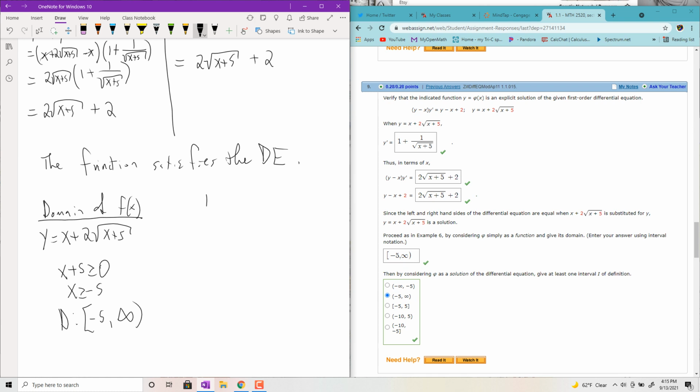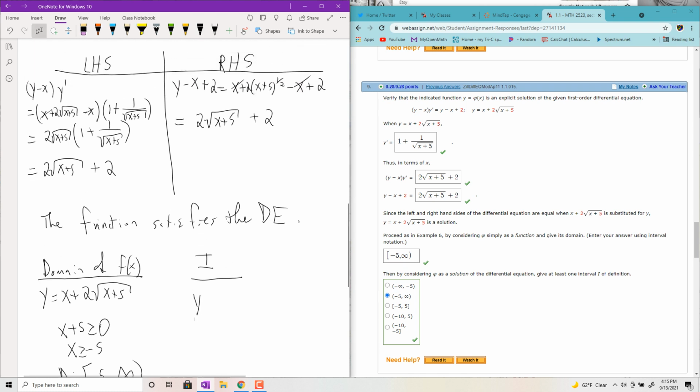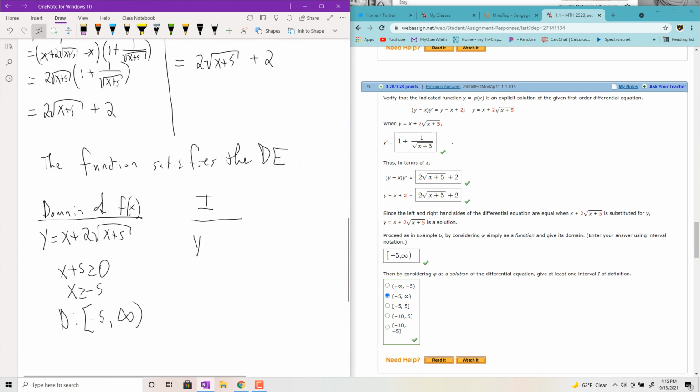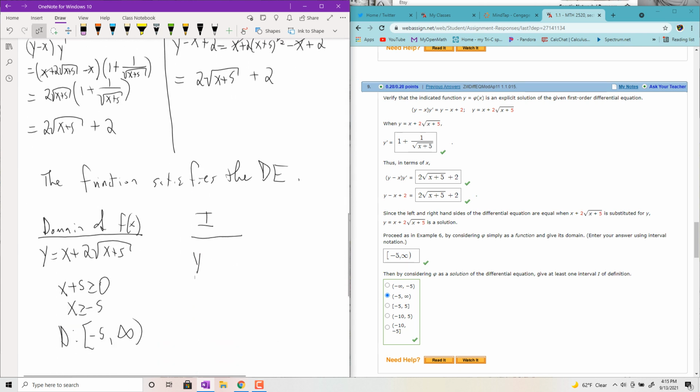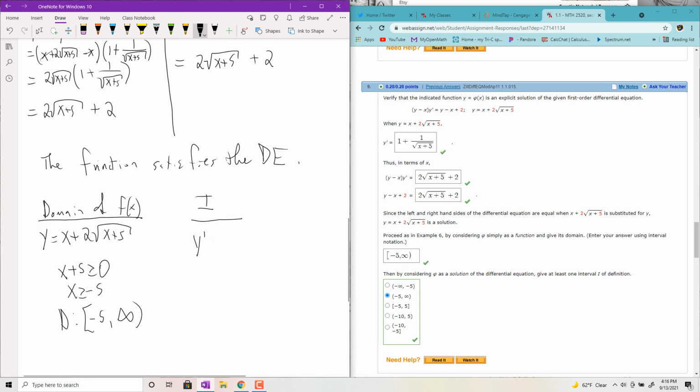Okay, the interval of definition, which I'll just title I, is the overlap between the domain of the function and the domain of its derivative. So we already know the domain of the function. Let's work with the domain of the derivative. And not just the domain, but where is it continuous? We're not going to use several intervals, just one interval where it's continuous. So in this case, y prime, I could just borrow that from above. It'll be 1 plus 1 all over the square root of x plus 5.